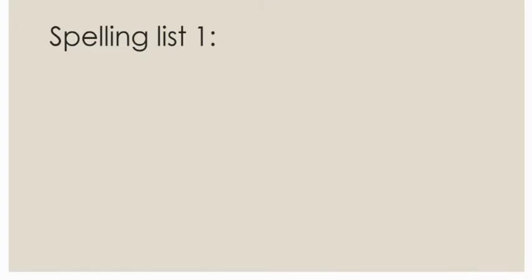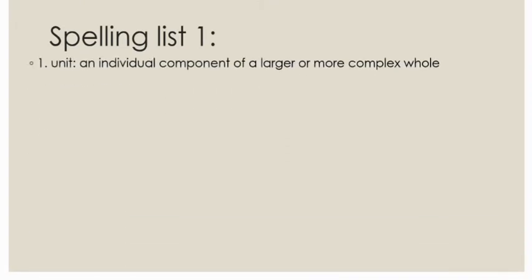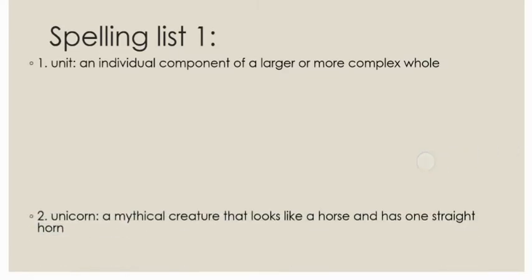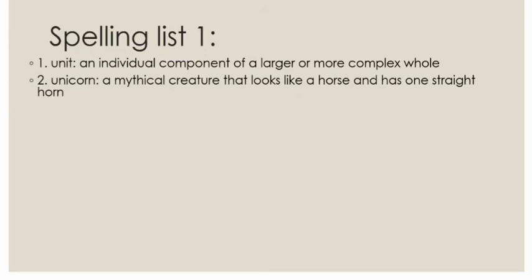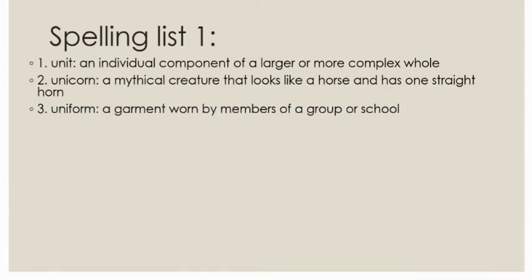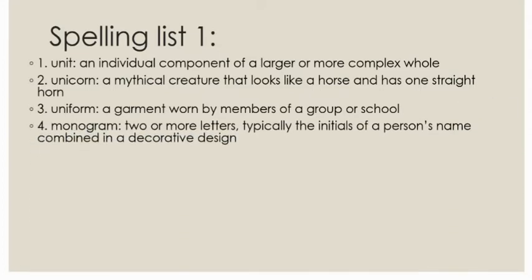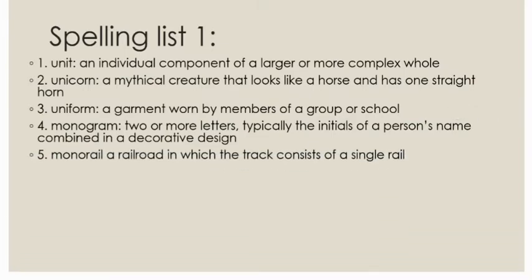Let's look at our first spelling list. Number 1, unit. An individual component of a larger or more complex whole. Number 2, unicorn. A mythical creature that looks like a horse and has one straight horn. 3, uniform. A garment worn by members of a group or school. 4, monogram. Two or more letters, typically the initials of a person's name, combined in a decorative design. 5, monorail. A railroad in which the track consists of a single rail.